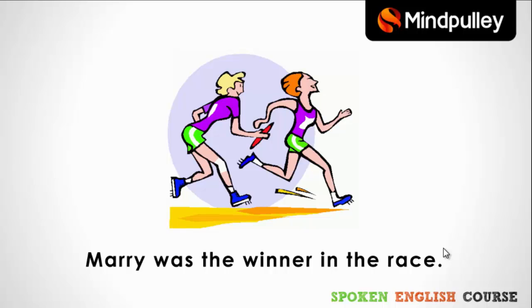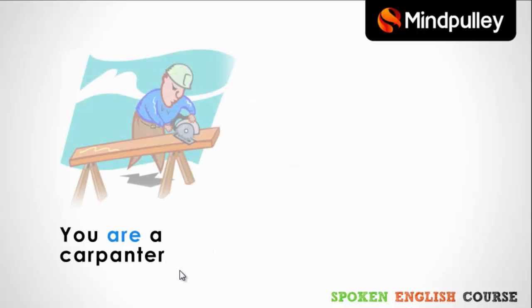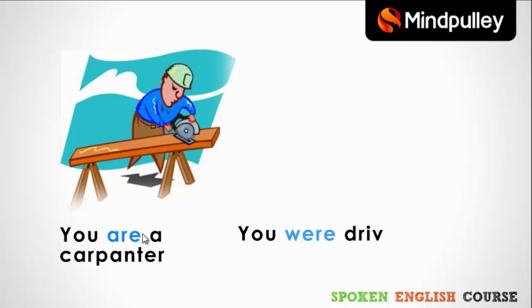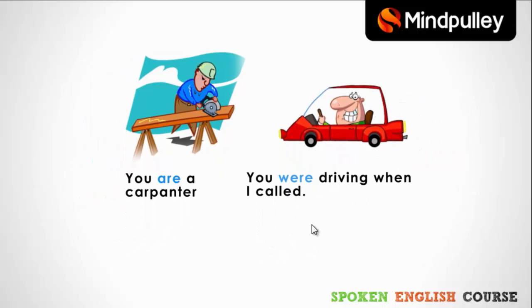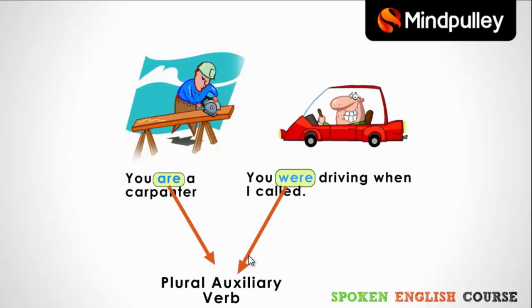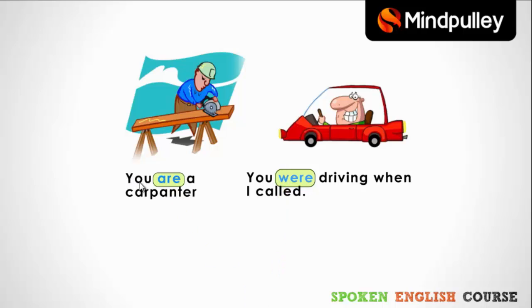Mary was the winner in the race. In this example, was is an auxiliary verb. You are a carpenter. In this example, are is an auxiliary verb. You were driving when I called. In this example, were is an auxiliary verb. Here in this example, it is important to know that are and were are both plural auxiliary verbs. These auxiliary verbs will always come with you. That is the second person singular.